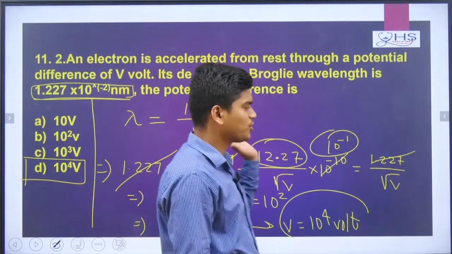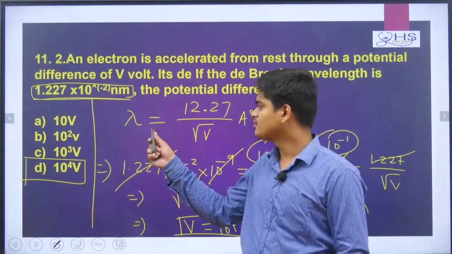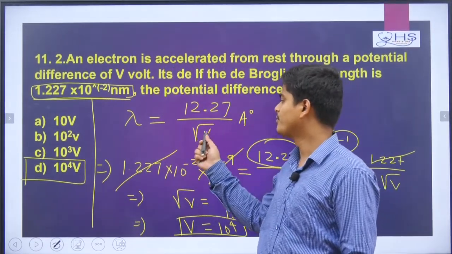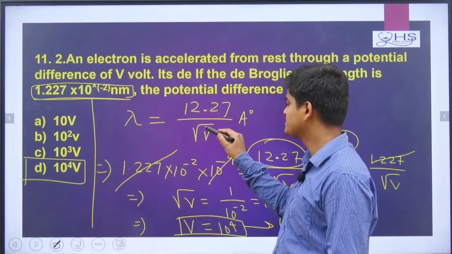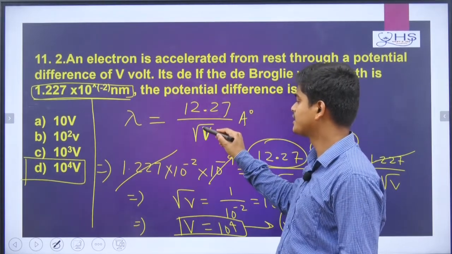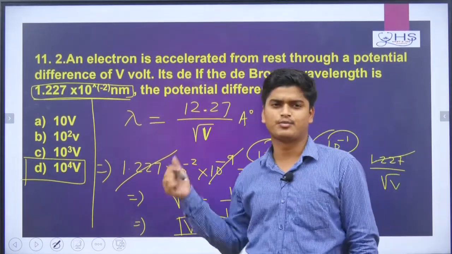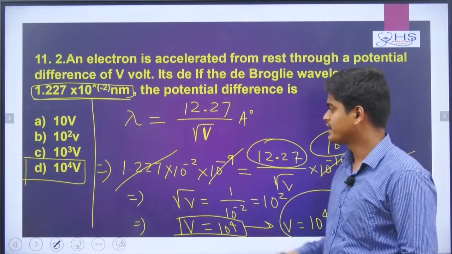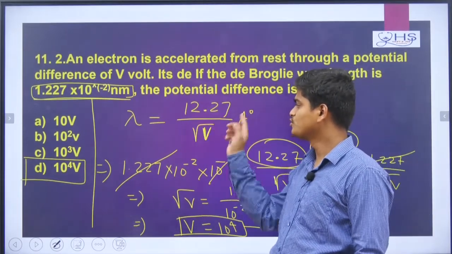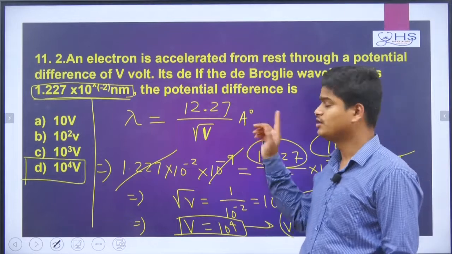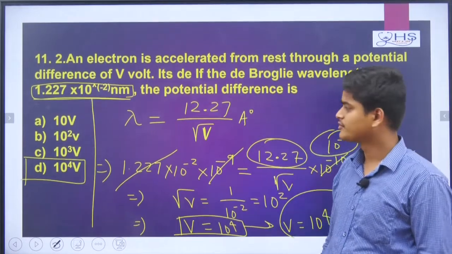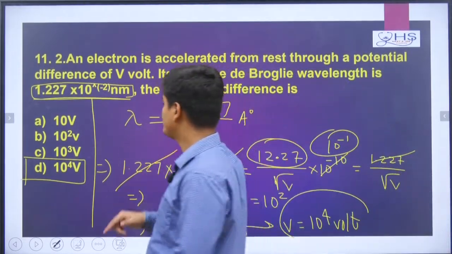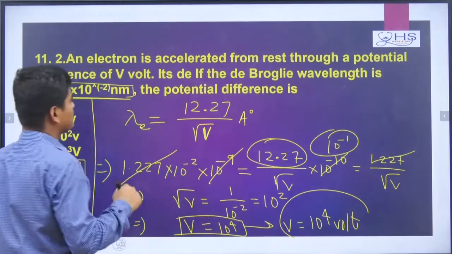So if you know this formula, this is the wavelength of electron with the voltage, the relation. This is not velocity, this is your potential, okay, electric potential. So when a charged particle is moving in a potential, you can write this relation. So 12.27 by root V into angstrom unit. Suppose it is an electron, then you can use this formula. It is specifically given for electron.